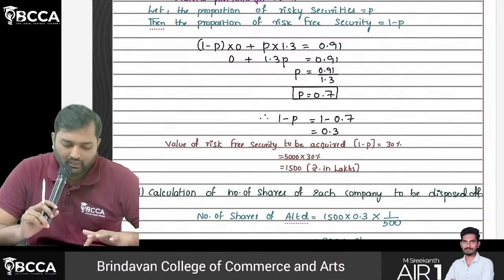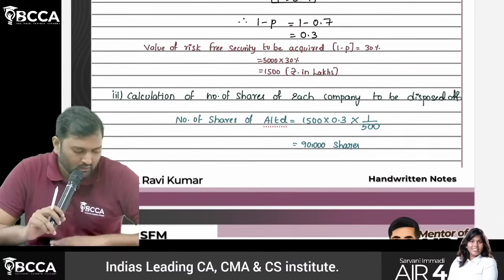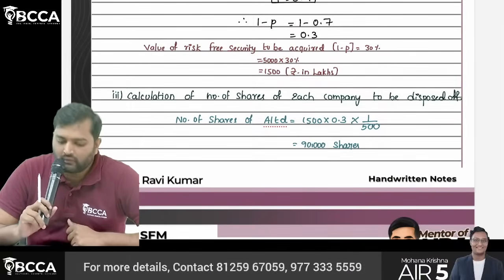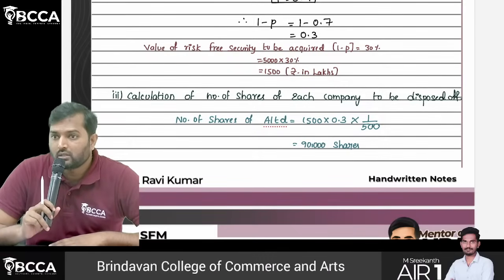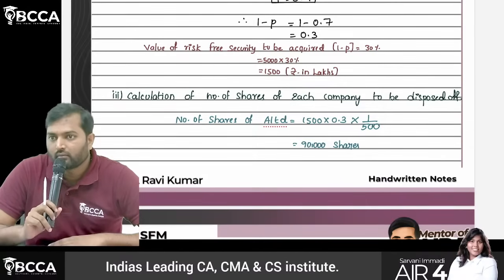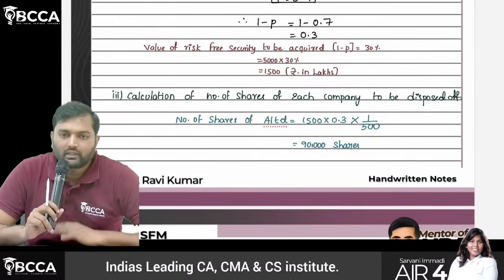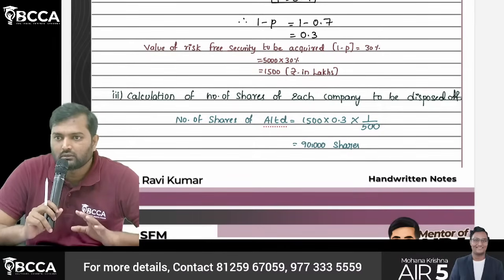Only numbers are changed, but the same question was asked in the examination. Third part, calculation of the number of shares of each company to be disposed. They have not mentioned how to sell the shares; they have told just to sell the shares. So that's why we are going to sell the shares proportionately.